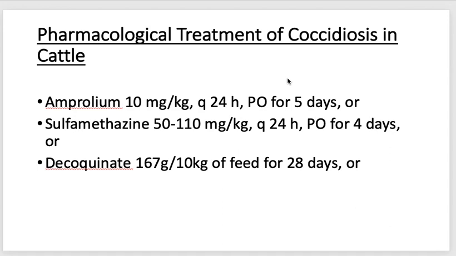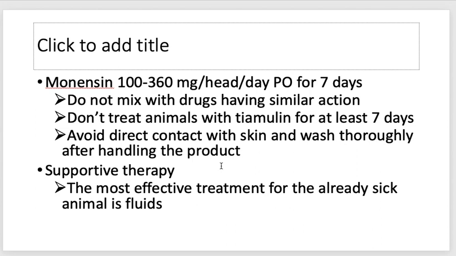How can we treat coccidiosis in cattle? By using amprolium or sulfamethazine or dicoquinate. So you can use these drugs to treat coccidiosis in cattle. So remember to know the dose of each of these drugs and the duration or the whole time period of that particular dose. Make sure that you know each and every dose of these drugs. Monensin can be used and also you can use supportive therapy.